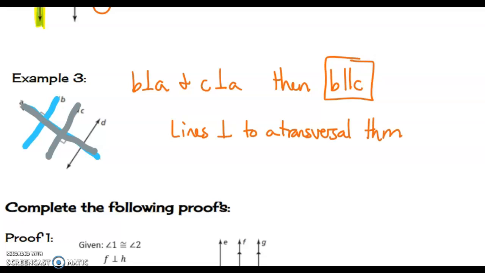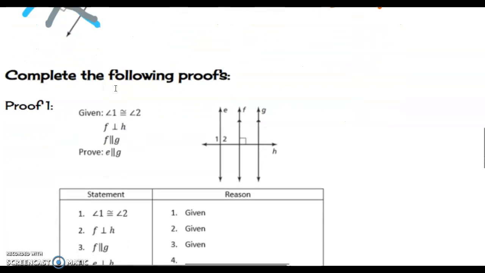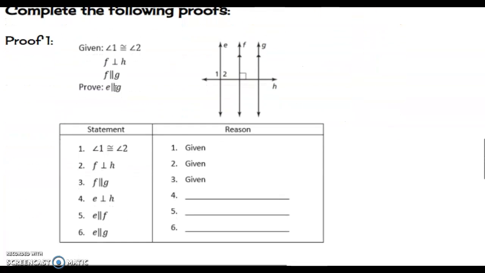All right, let's look at proofs. I think we're going to use more of these on proofs. Okay, so let's look at what we've got here. So first of all, we have our givens. So just looking at this, angle 1 is congruent to angle 2. That's given. All right, and then we also know F is perpendicular to H. You can see that with the little right angle symbol right here. And F is parallel to G. You can see it with the little arrows that they have right here. These little arrows mean they're parallel. All right, so those are our givens.